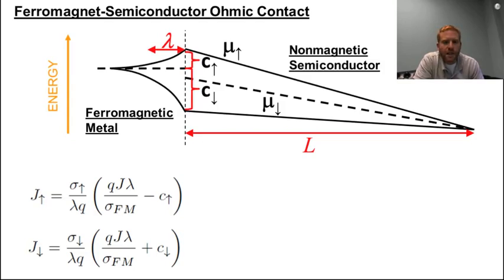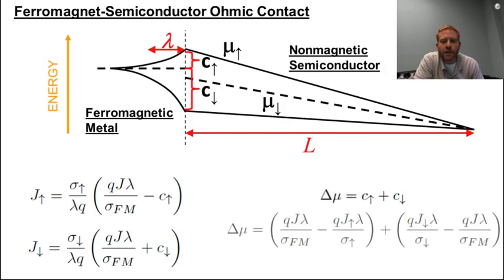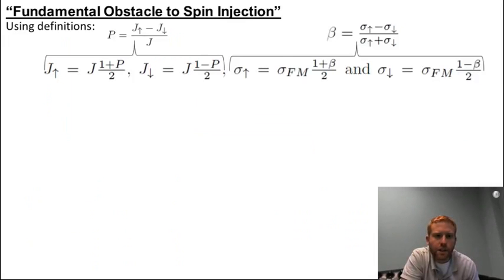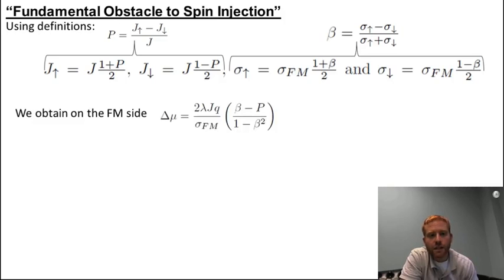However, because the ideal interface preserves spin, the electrochemical potentials are continuous, so we do have the sum rule giving us a total splitting, which we need to determine the spin polarization flowing across the interface in the semiconductor. Using the definitions of both the injected current polarization and the bulk ferromagnetic polarization, we can derive a simple expression for the splitting on the ferromagnet side.